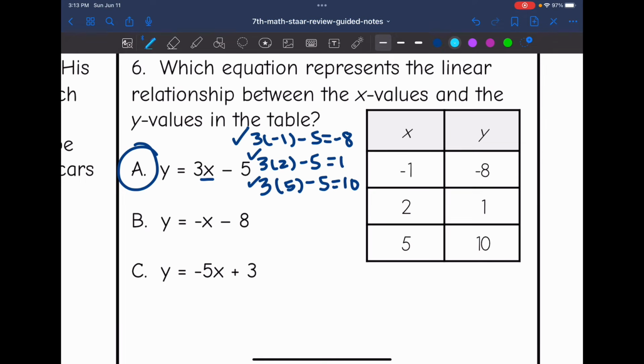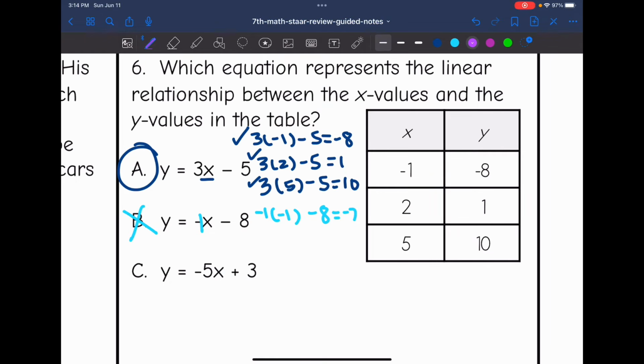I'm going to check the first point for equations B and C just to make sure that those don't work. So B is y equals negative x minus 8. Remember, that's really a negative 1 times x. So I'm going to check this first ordered pair. Negative 1 times negative 1 minus 8. Negative 1 times negative 1 is 1, and 1 minus 8 is negative 7, which doesn't match the output in the table of negative 8. So B is not going to work.